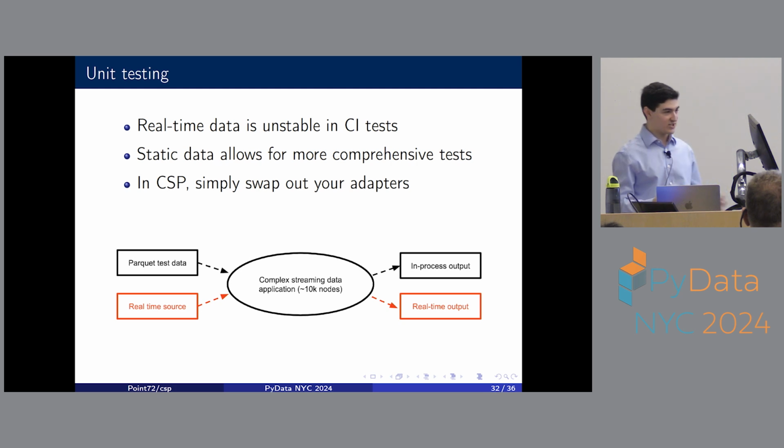So static data comes to the rescue here. You can make a Parquet file with whatever data you want, and you know it's going to hit all the conditions you need to test. To do this in CSP, because of the composability feature, you just swap out the data source and the data output. So you have some real-time data source and some complex application that you wrote that has 10,000 nodes. You just take your source, you swap it out for a Parquet source where you decide what the data is. And then you take your output, you swap it out for an in-process output. So this is just returning from the function. And what you're left with is data that you get in Python. You can use PyTest and unit test to verify that the behavior is what you expect. And you can actually test your application without relying on the real-time data.